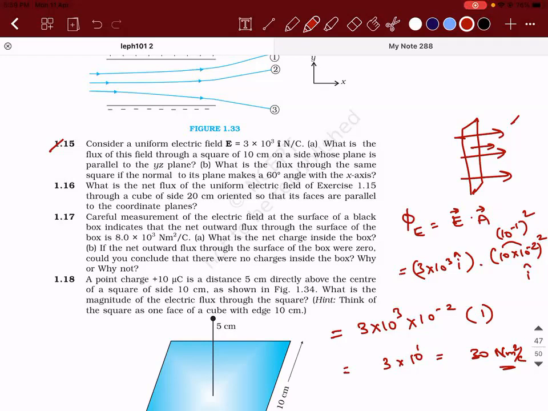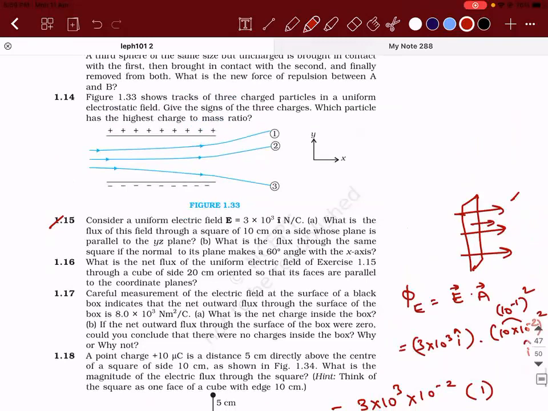What is the flux through the same square? Same square in the sense its dimensions are not changed. The same square, if the normal to its plane is making an angle of 60 degrees with the x-axis. You should multiply by half, sir. Perfect. So this is the electric field and the area is tilted in such a way that the area vector is making an angle of 60 degrees with the x-axis, the same as 60 degrees with the electric field itself.